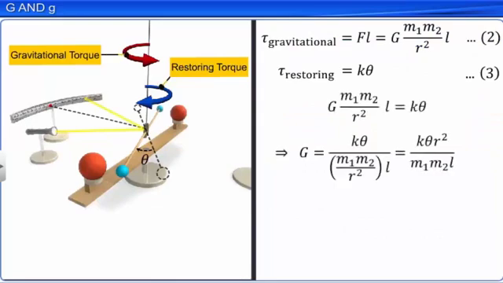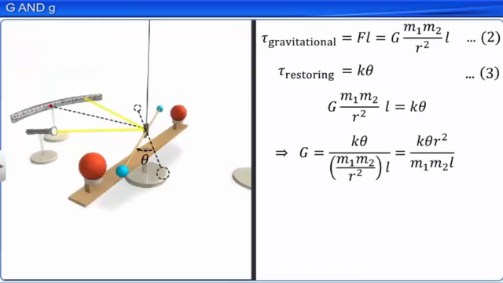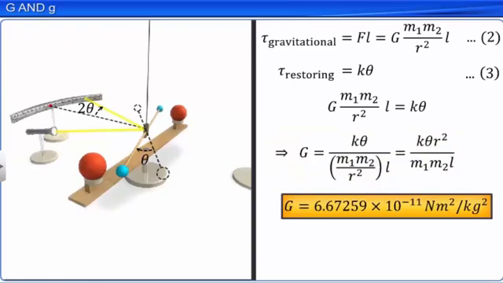The value of theta can be obtained precisely by using the lamp, mirror, and the scale arrangement as shown here. By knowing the values of the other quantities in the expression, the accurate value of G is found to be 6.67259 × 10^-11 N m² per kg². Interestingly, this is how Cavendish attempted to measure the mass of the Earth and subsequently its density.